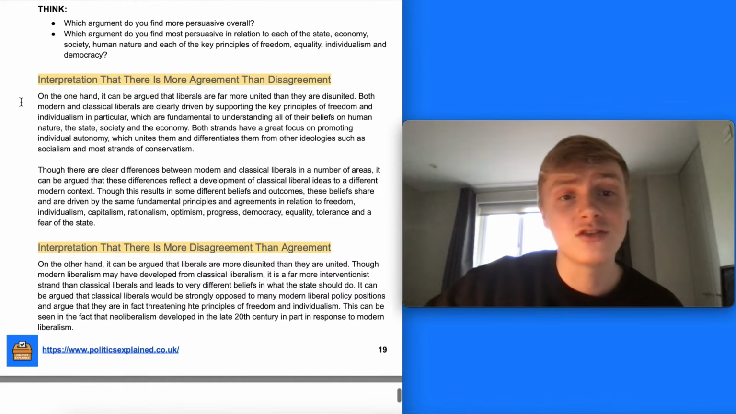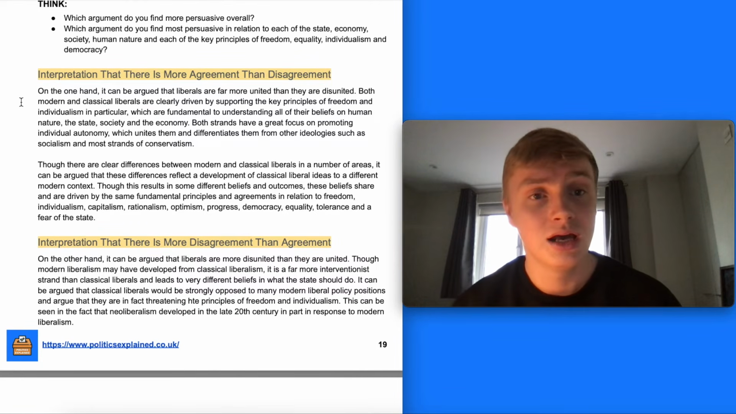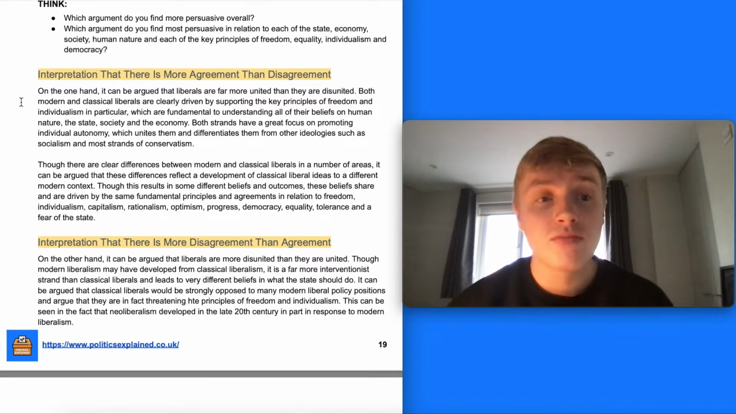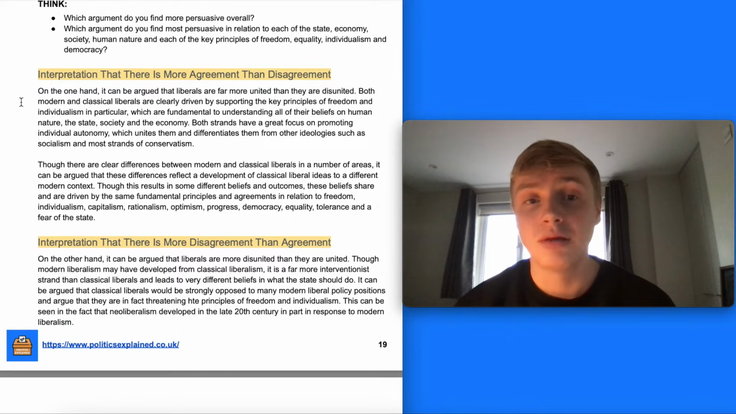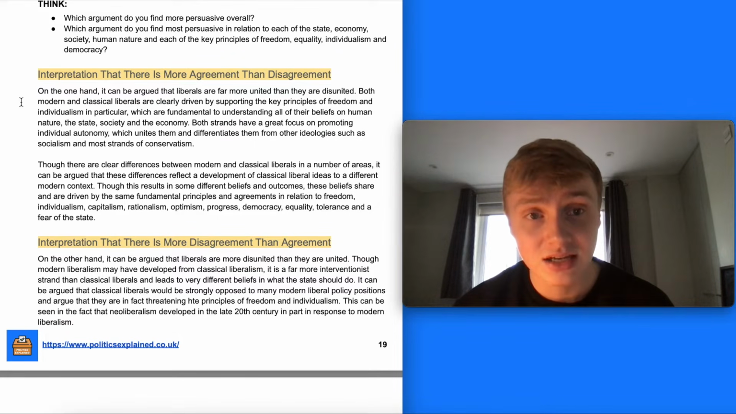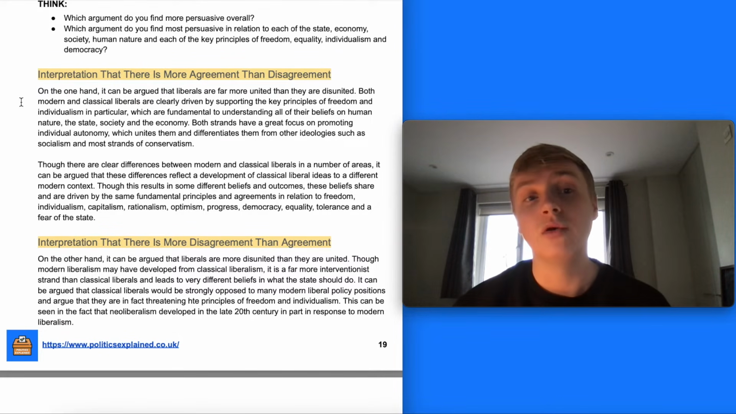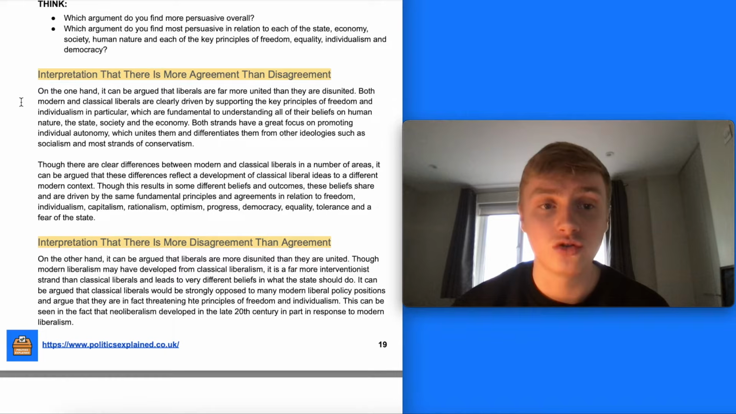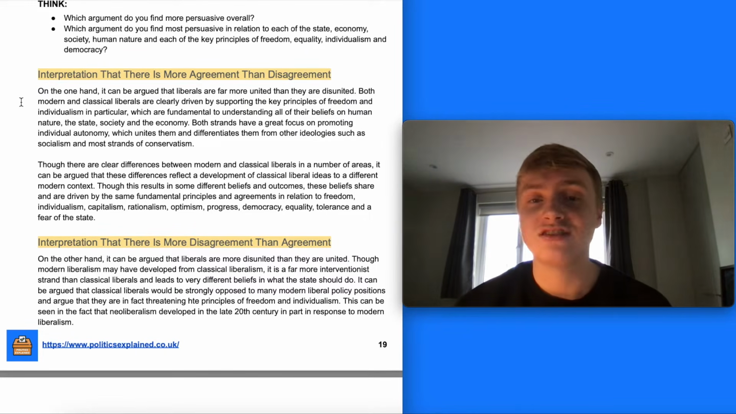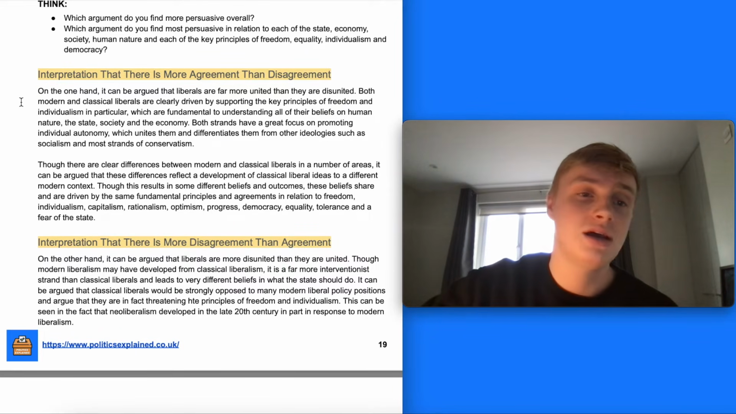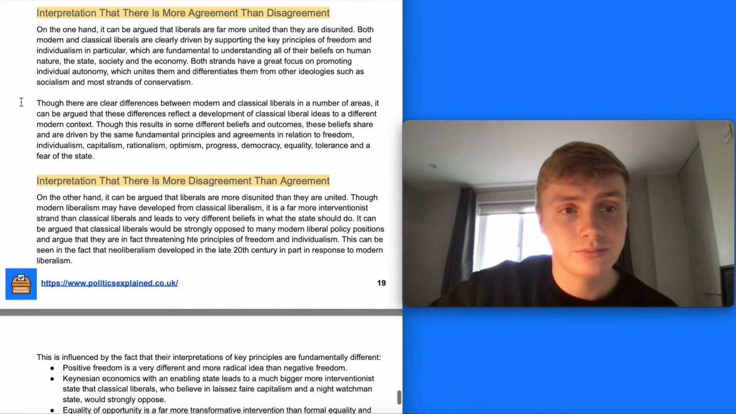So the interpretation that there is more agreement than disagreement among liberalism is that both modern and classical liberals are clearly driven by supporting key principles of liberalism, by supporting principles of freedom and individualism in particular, which are fundamental to understanding all of their beliefs on human nature, the state, society, and the economy. And both strands have a great focus on promoting individual autonomy, which unites them and differentiates them from other ideologies such as socialism and most strands of conservatism.